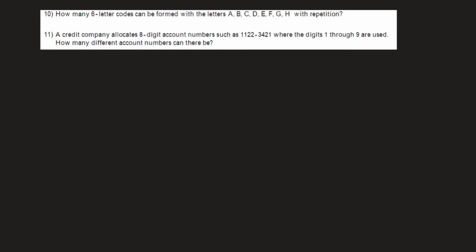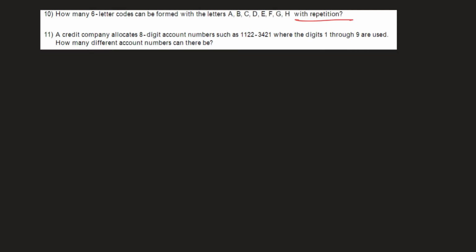All right, here's some questions that deal with permutations, combinations, and a bit of trigonometry. First question says, how many six-letter codes can be formed from the letters A, B, C, D, E, F, G, H with repetition? So if you can repeat, then it's not a permutation.